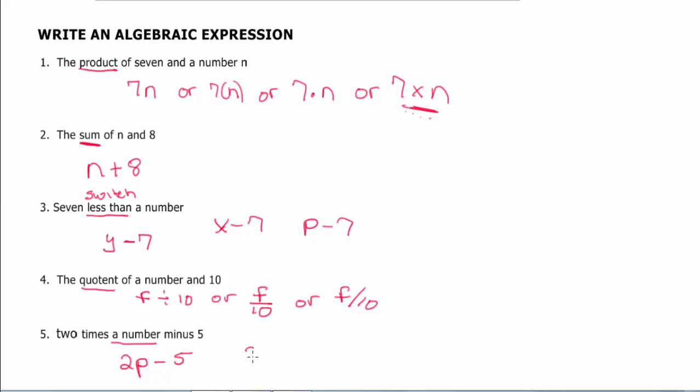Okay, you could have had 2x minus 5. It doesn't matter, but you have to have it in the right order.